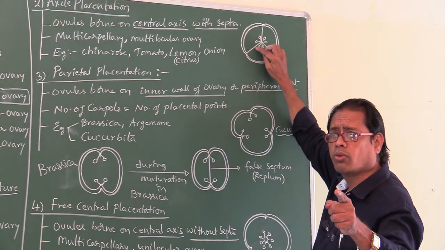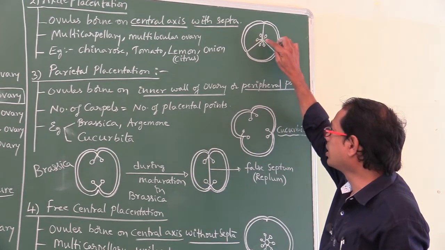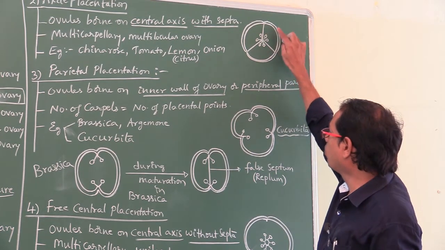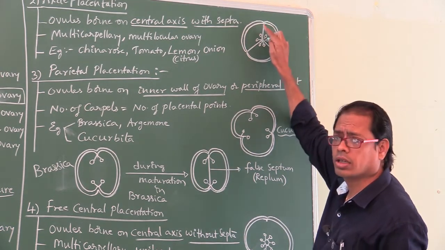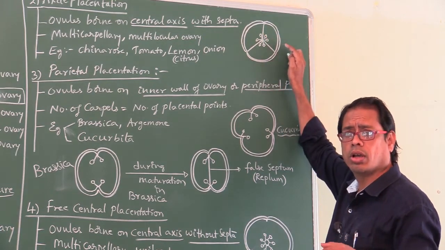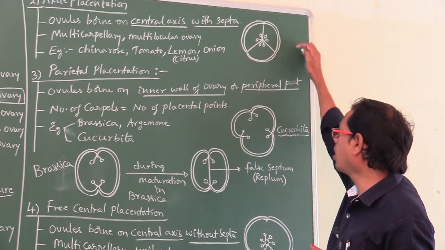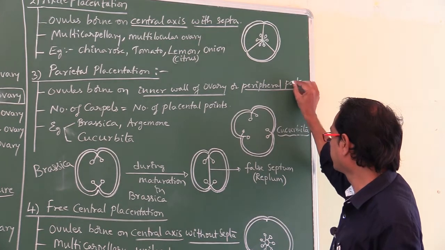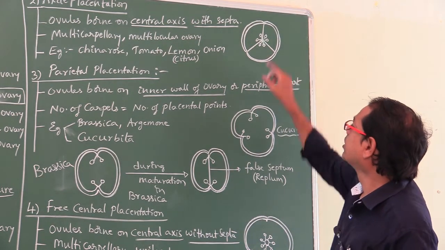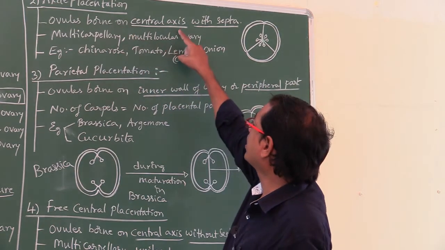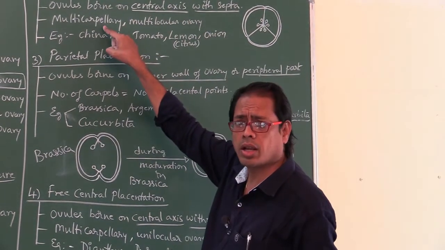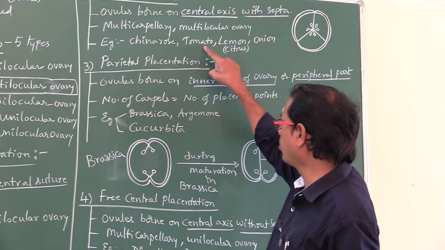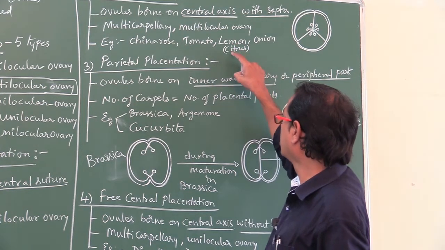Where do you find the ovules? Ovules are borne on the central axis with septa. Number of carpels 1, 2, 3. Number of locules 3. So, the number of carpels is equal to the number of locules here. So ovules are borne on the central axis with septa, in a multicarpellary, multilocular ovary. Examples: China rose, tomato, citrus or lemon, onion.